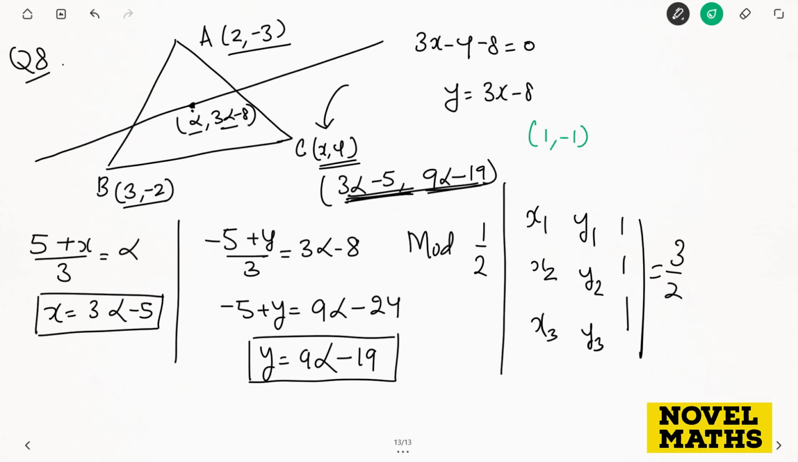1, negative 1 and negative 2, negative 10. I will highly recommend to do all these calculations. This way at least you will never forget the formula. Also you will have the practice. Question 8 is done. Let's move to next one.